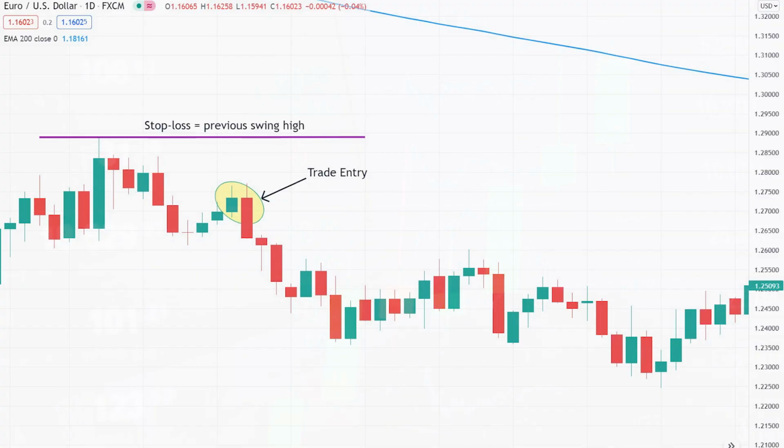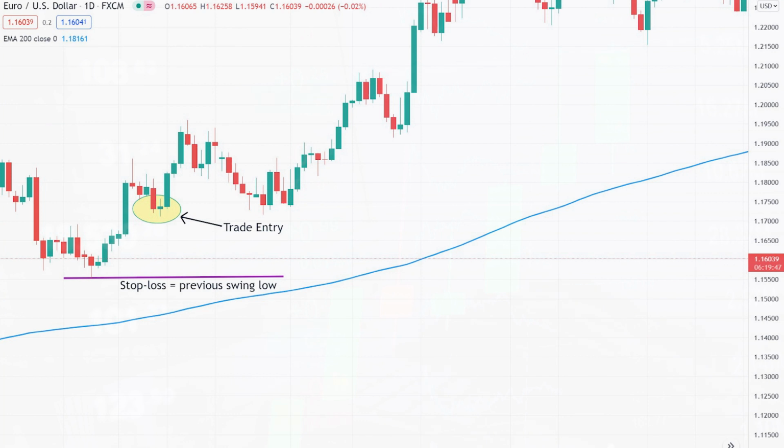This will also give you the knowledge that you need to know in order to place your stop losses using market structure. With this strategy, you can use any stop loss technique you like, but a simple one is simply placing your stop loss just above previous swing highs for sells or just below previous swing lows for buys.